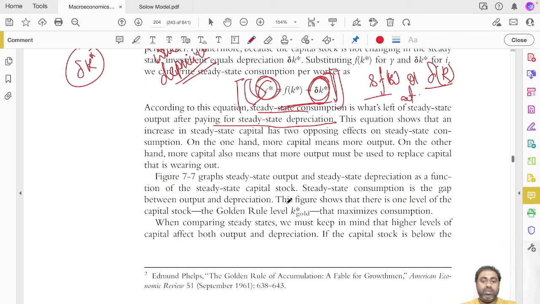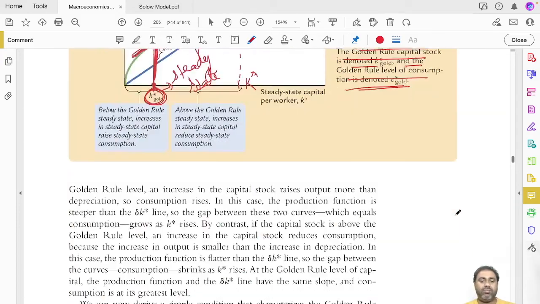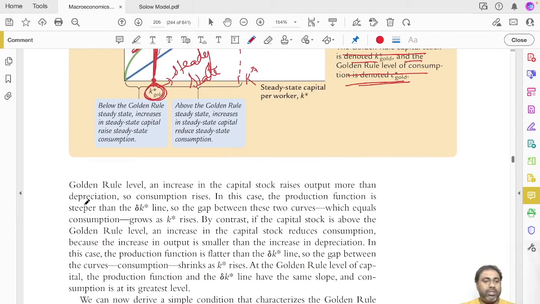Again, interpretation is important. When comparing, we must keep in mind that a higher level of capital affects both output and depreciation. If the capital stock is below K star, that is the golden rule level, an increase in capital stock raises output more than depreciation, so consumption rises. In this case, the production function is steeper than delta k, so the gap between these two curves, which equals consumption, grows as K star rises.